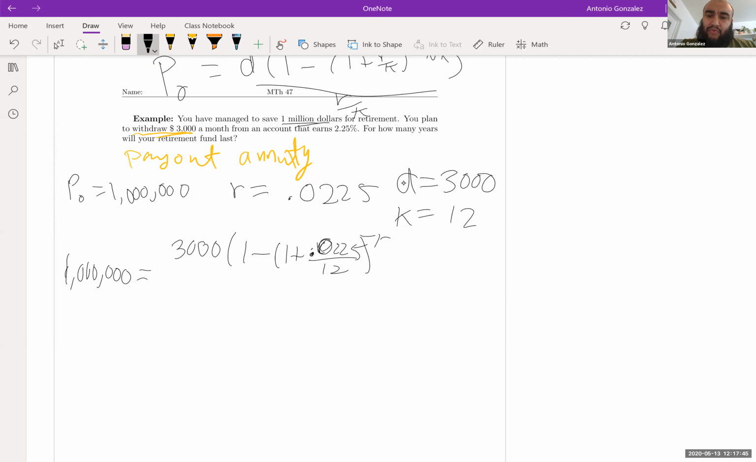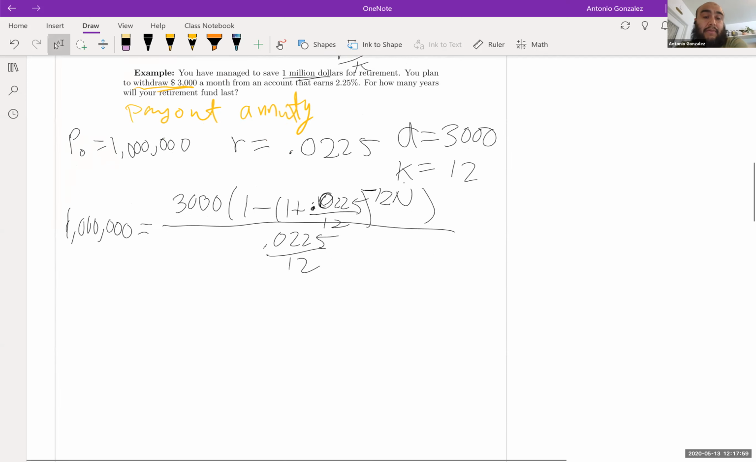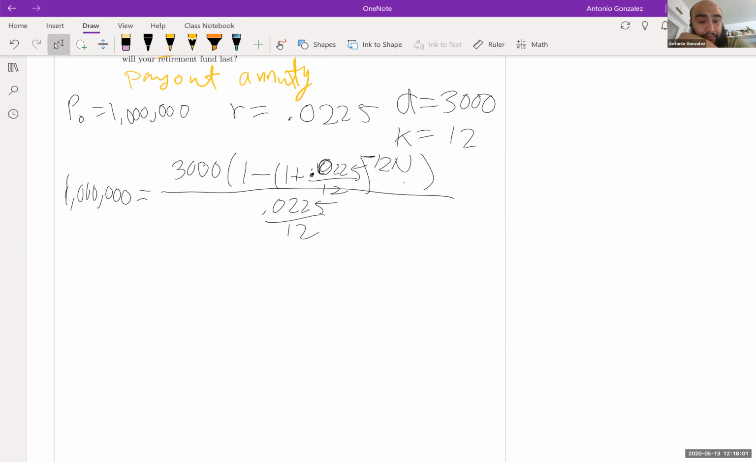And then negative 12n. Okay. All right, so now let's start. We have it all in our formula there. It's supposed to be 0. And now let's go through trying to solve for this formula here, or solve for n in this case, excuse me. So I'm going to start by plugging in my calculator the denominator there, 0.0225 over 12.